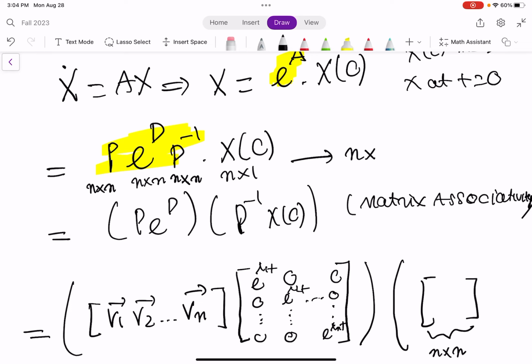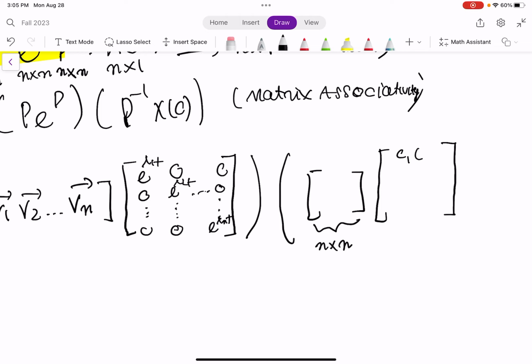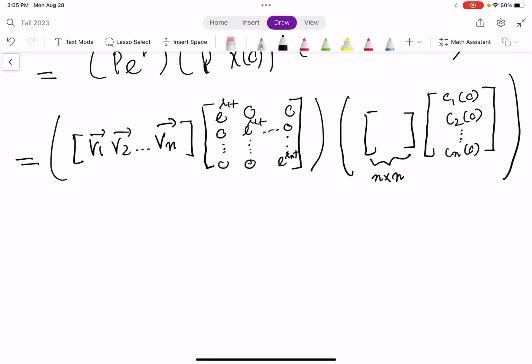So x0, what does x0 look like? Remember, x0 is going to be our concentration at t equals 0, right? So it's going to be c1 at t equals 0, c2 at t equals 0, all the way to cn at t equals 0. Okay, let's go ahead and break this out a little bit.